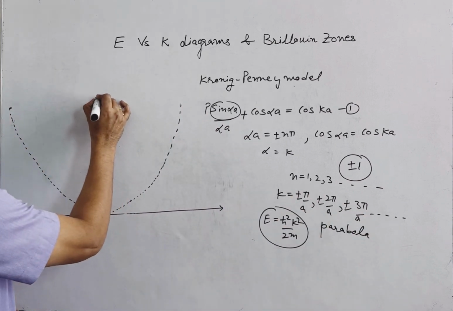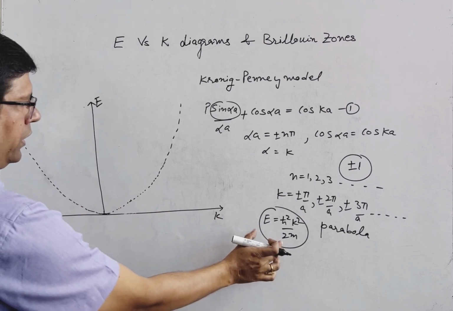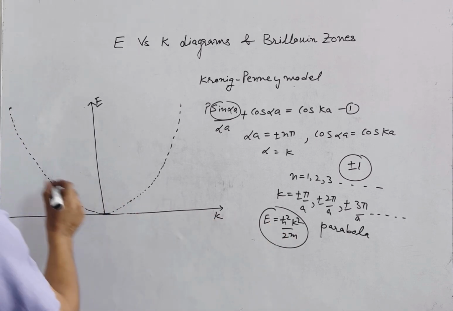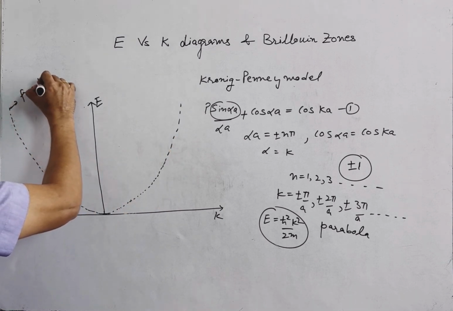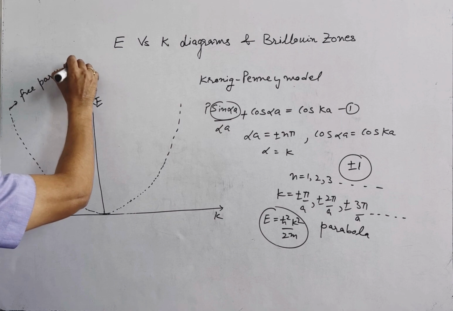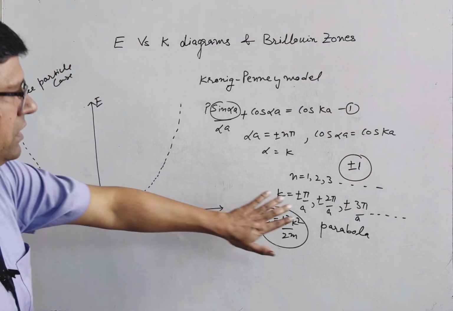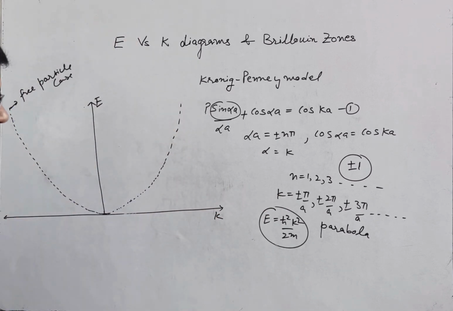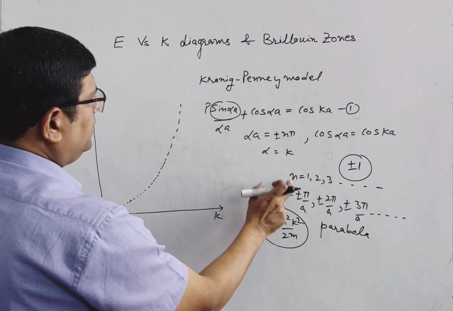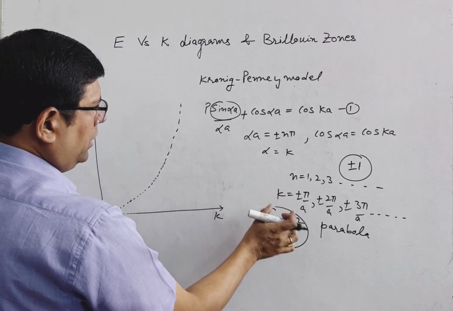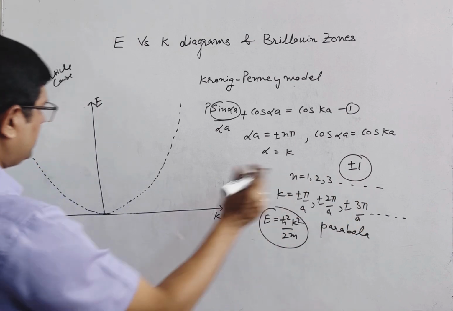Now, suppose this is E and this is K, and if we plot the energy for a free particle versus K, then we get this parabola. This is for the free particle case. When there is no discontinuity, all the values are allowed. Now, in the case of the Kronig-Penney model, the discontinuities are at ±π/a, ±2π/a and so on.